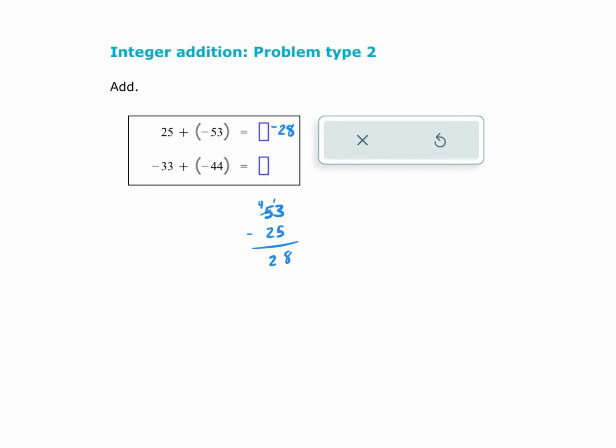And on the next part, we have negatives plus more negatives, so there's no zero pairs. We're just combining all of our negatives, and we're left with 77 negatives.